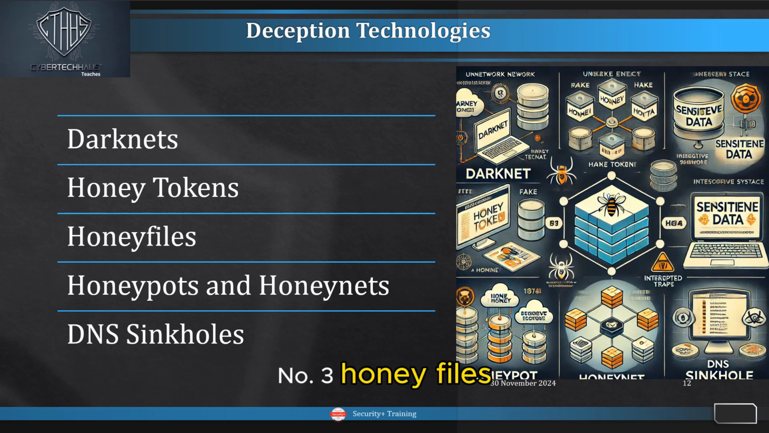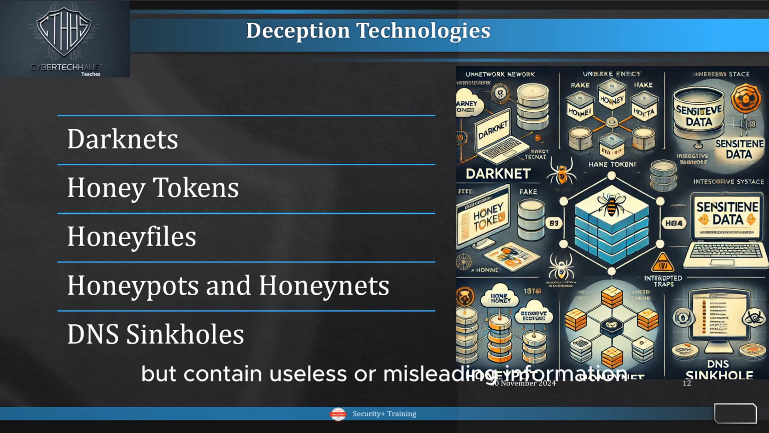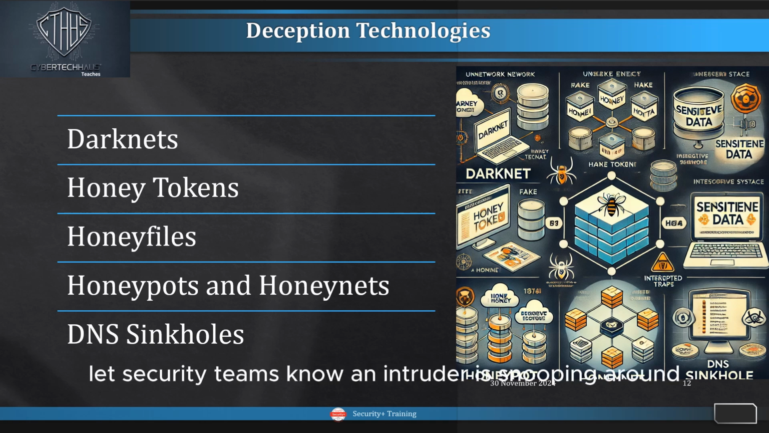Number 3, honey files. Honey files are files that look valuable to attackers but contain useless or misleading information. They are designed to tempt attackers into thinking they have found sensitive data, but instead they set off alerts that let security teams know an intruder is snooping around.